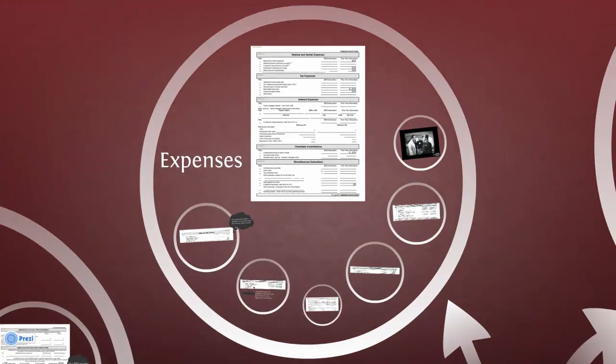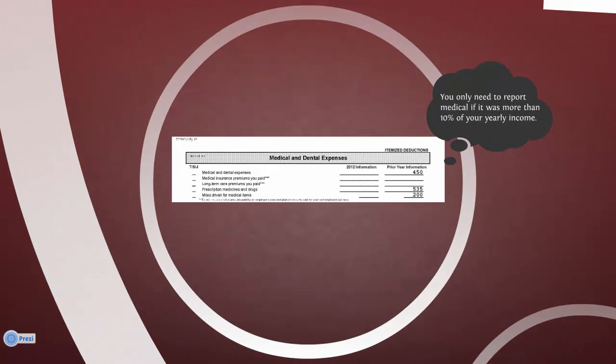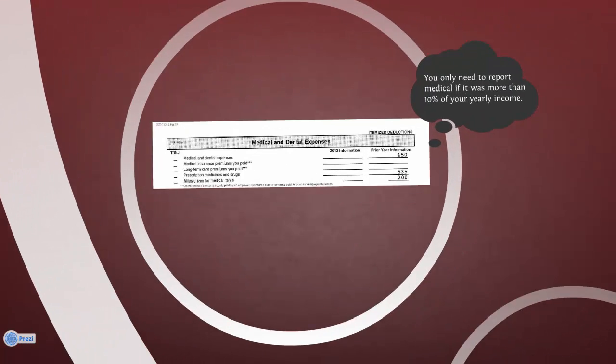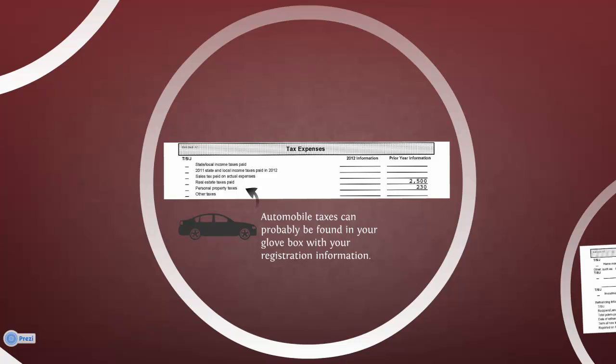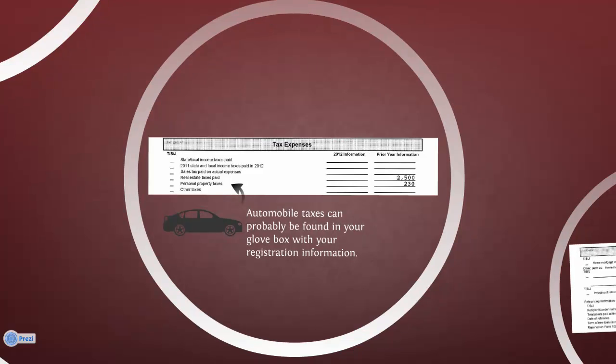You only need to enter medical and dental expenses if they exceed 10% of your income for the year. Be sure to list any sales tax, real estate tax, or personal property tax paid during the year. Real estate bills paid will show on your 1098 for homeowners with a mortgage. Personal property taxes paid on vehicles and other equipment may be found in your glove box. Other taxes paid may include items such as taxes paid with the Form 200 in Kansas.